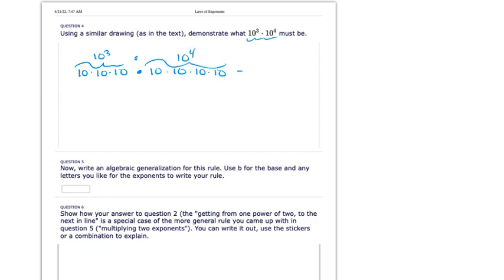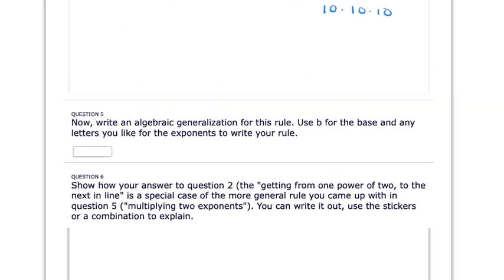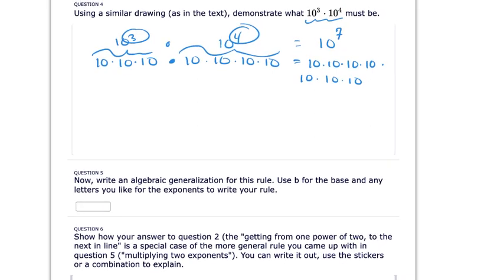And so we can see we end up with 10, and I got to write it now, 7 times 4, 5, 6, 7, so it equals 10 to the 7th. So again, adding those exponents. So if we had a general rule that we had to write now, pause back there for a second.